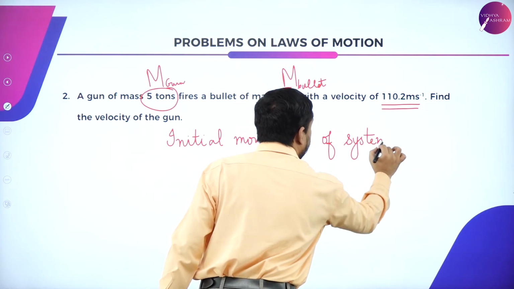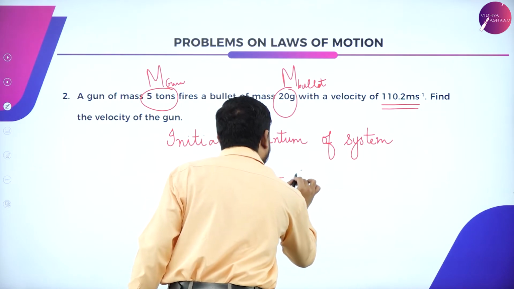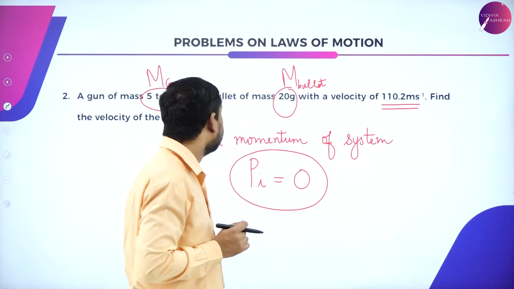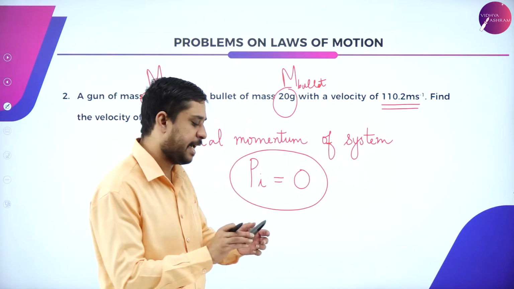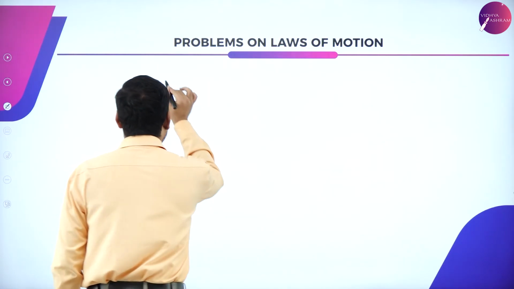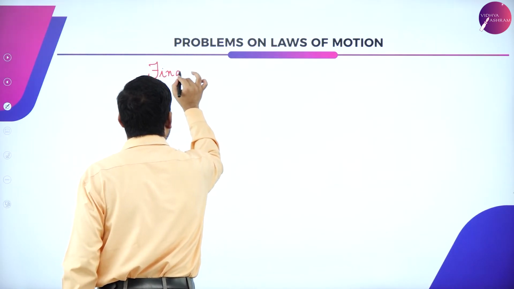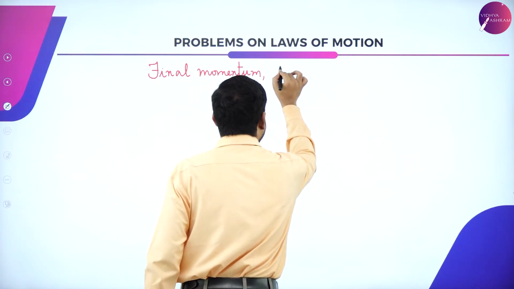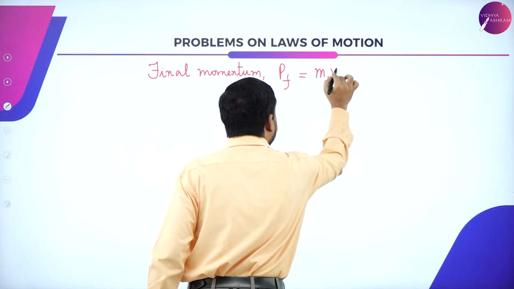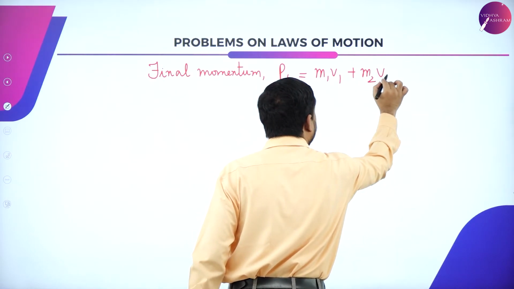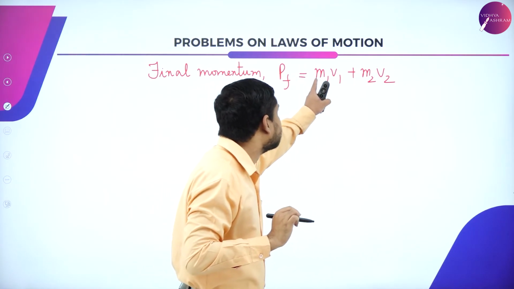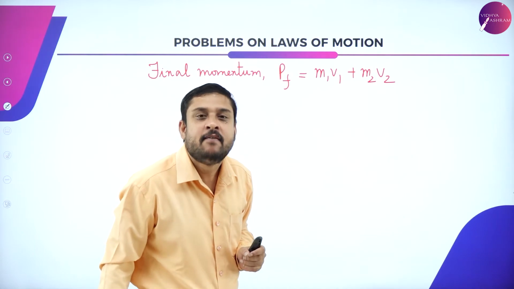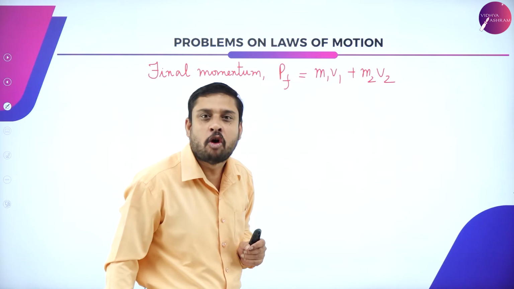So, initial momentum of the system, I call it Pi, is 0. It is 0 because before the bullet is shot, both the gun and the bullet are at rest. Now, final momentum of the system, PF, is equal to M1V1 plus M2V2, where M1 is the mass of the gun, M2 is the mass of the bullet, V1 is the velocity of the gun, and V2 is the velocity of the bullet.